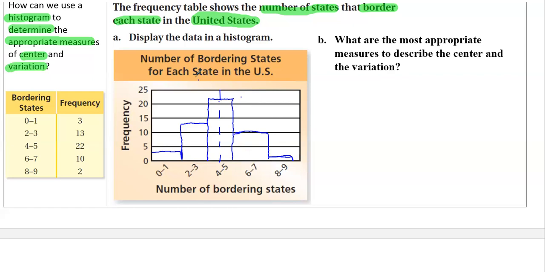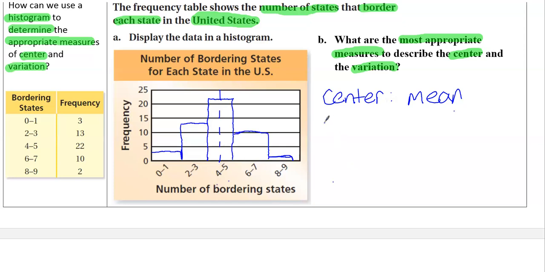So if the data are symmetric, and we're asked, what are the most appropriate measures to describe the center and the variation? If they're roughly symmetric, then the measure of center is going to be what? The mean. Because for symmetric data, the mean's the best. And the mean's gonna be somewhere in here. It's the balancing point of the data. So it's gonna be a pretty good measure.